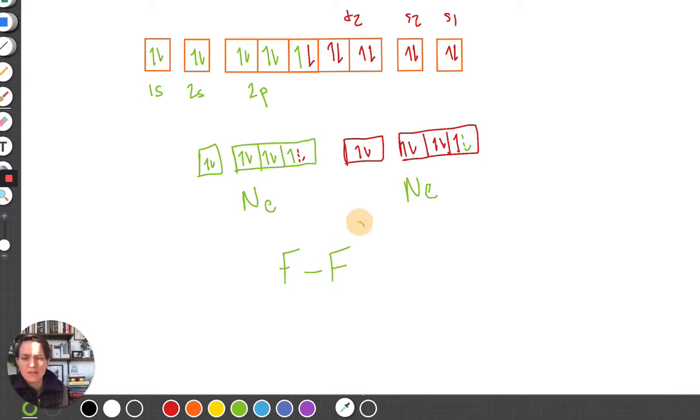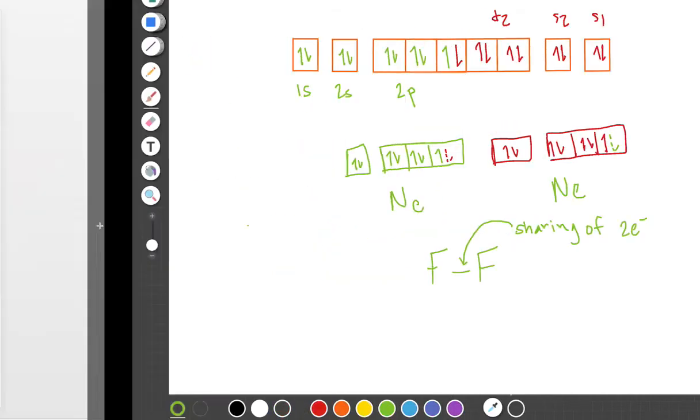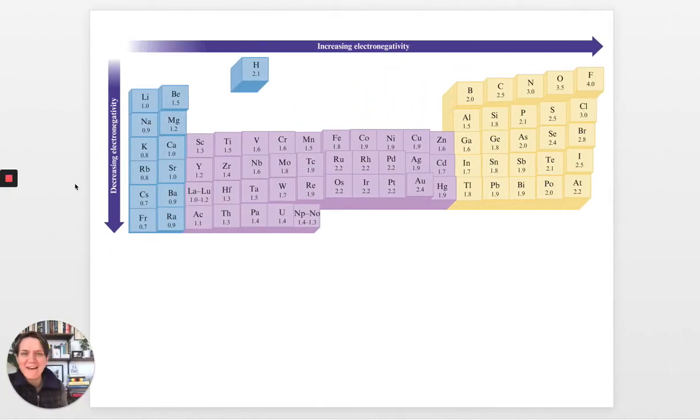This represents the sharing of two electrons, right? One of those electrons coming from one fluorine, the other electron coming from the other fluorine. Okay, so that's super cool, and we're excited. Now, let me get back over here. Yeah, magic, love it.